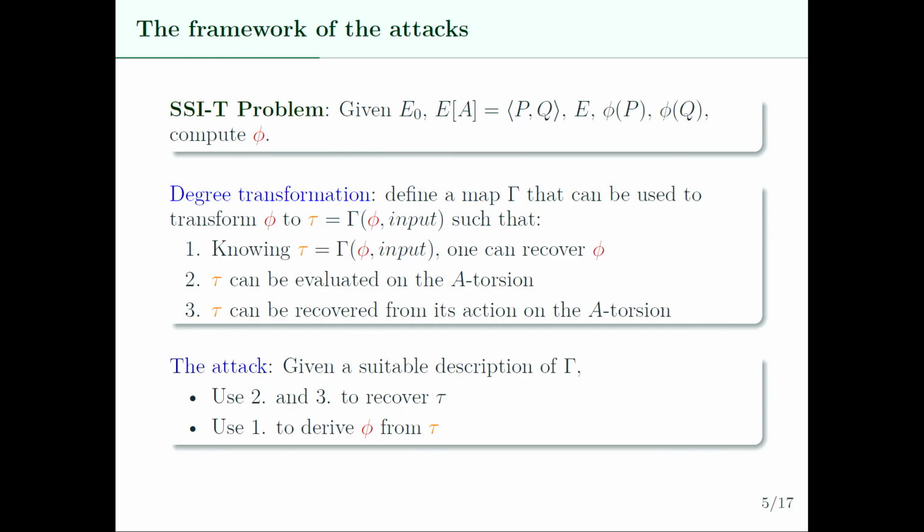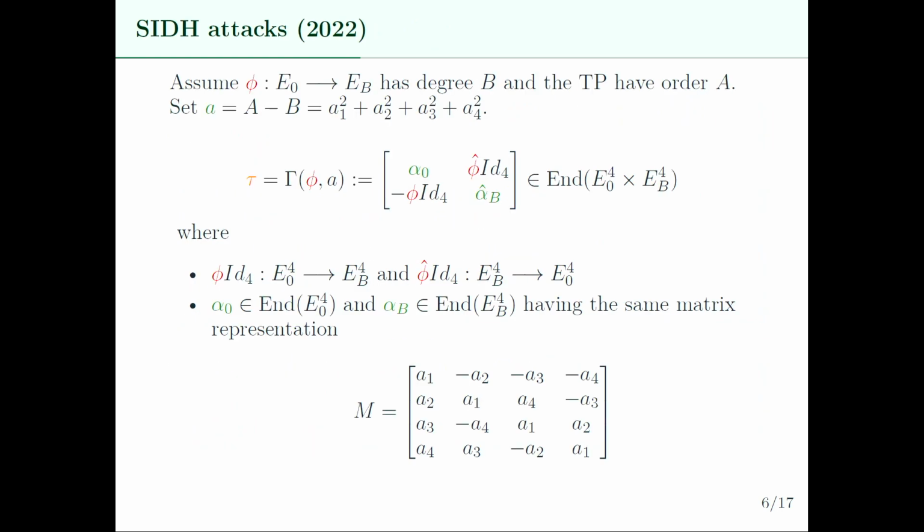So in the 2022 attacks, how do you build this tau? It is where you go into higher dimension. I will just give an overview here because there have been three talks about this already. I'm just presenting this because we needed to understand the countermeasures.